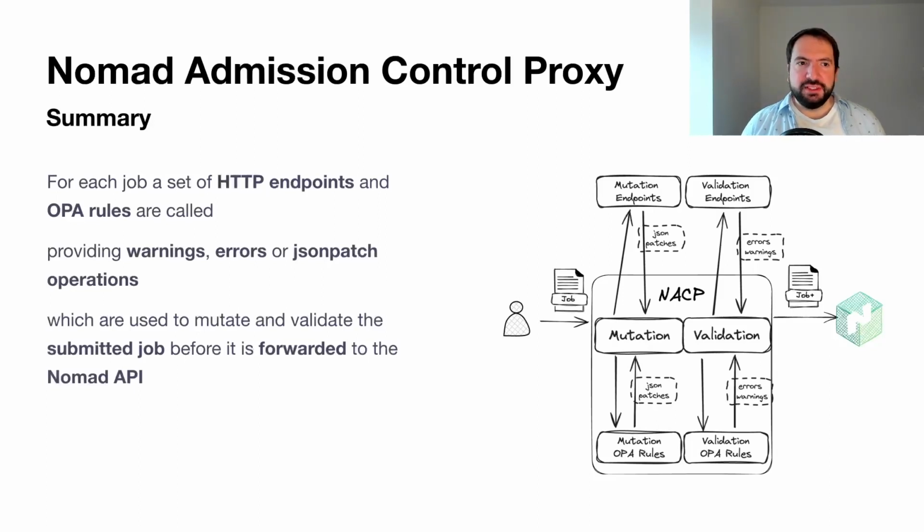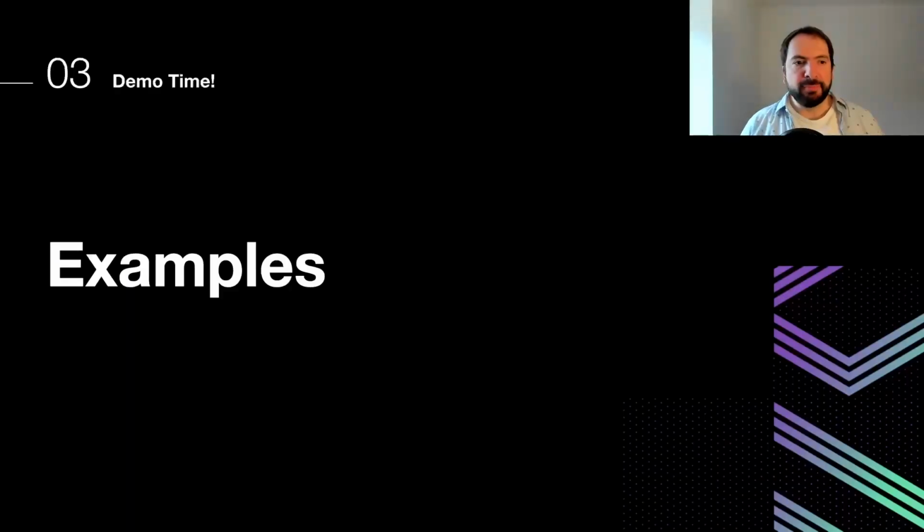So to summarize how the admission controller works: you have a set of HTTP endpoints or OPA rules that are being called when a job is submitted, and they will provide you warnings, errors, or JSON patch operations, which are then used to mutate and validate the job. And then if there are no errors, it gets forwarded to the Nomad API. Okay, sounds maybe very abstract, but let's dig into this with some examples.